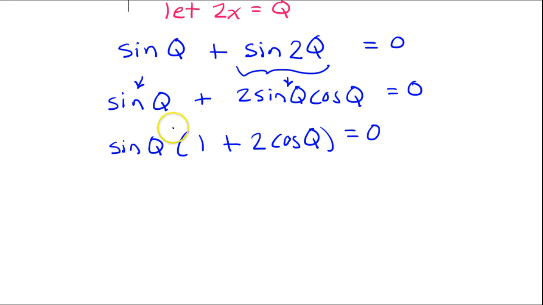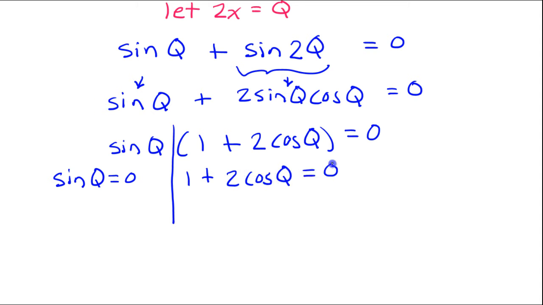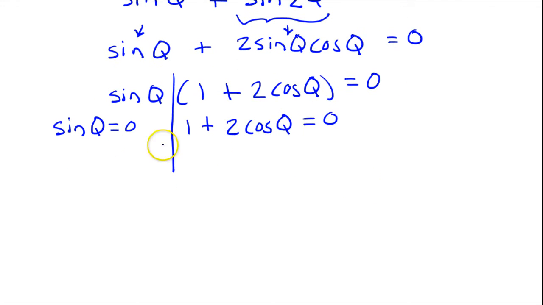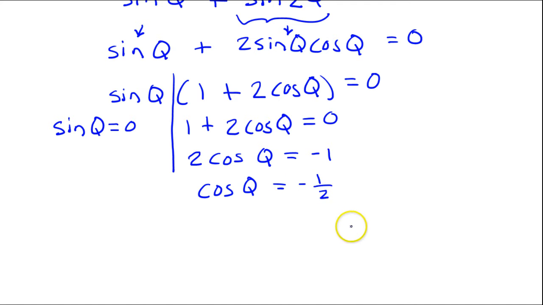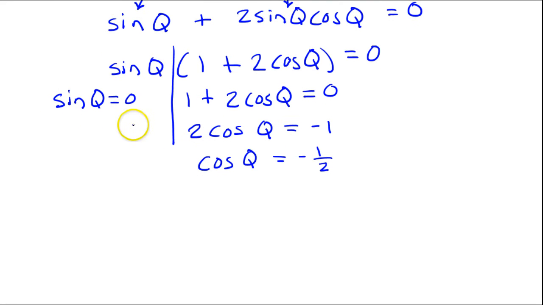So if I continue to solve this equation, I would use my zero product property. So sine q is equal to 0. 1 plus 2 cosine q is equal to 0. Okay, that's done. So over here, subtracting 1 from both sides gives me 2 cosine q is equal to negative 1. Dividing both sides by 2, I have cosine q is equal to negative 1/2. Okay, now we are ready to solve these for q.